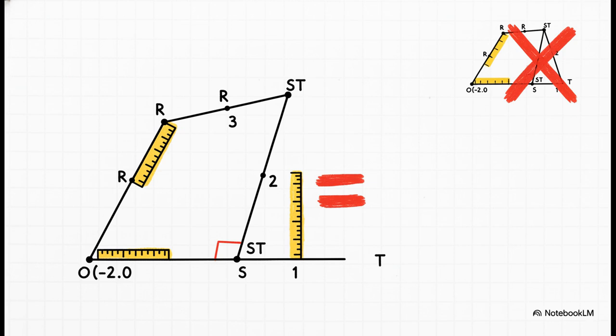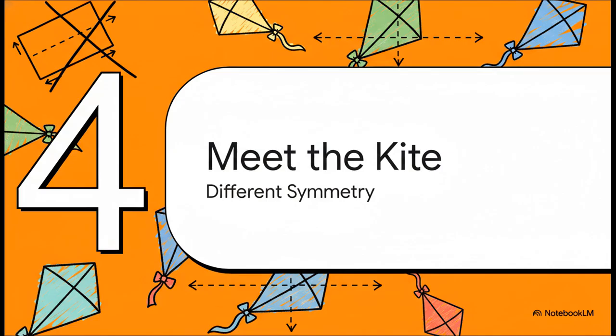But what about part 2? Is it isosceles? Well, we just need to measure the legs. The length of leg RO is exactly 3, but the length of leg ST is the square root of 8, which is about 2.82. Those are not equal. So our final verdict is ORST is definitely a trapezoid, but it is not an isosceles one. Case closed. Awesome. So we've pretty much got the trapezoid figured out.